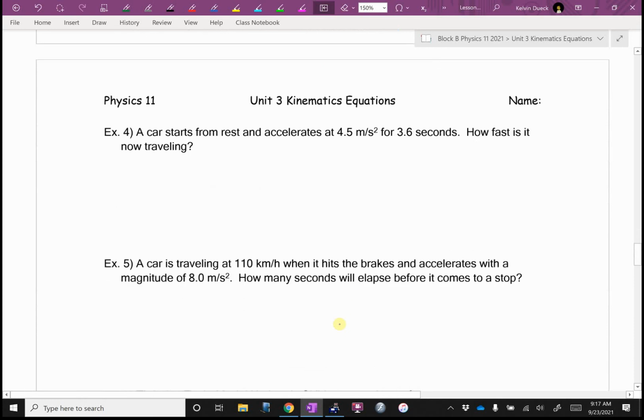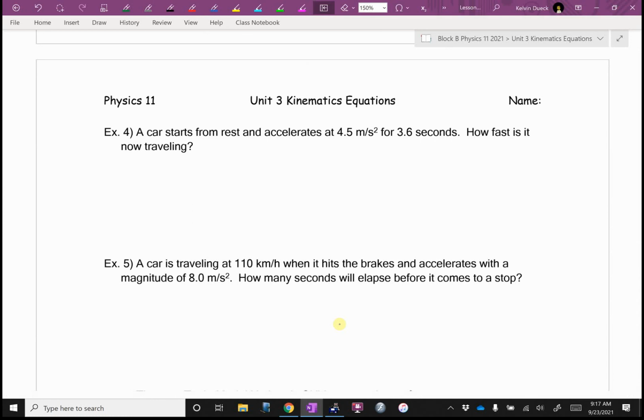Example 4, I like example 4. Example 4 is a nice question. Read the question to yourselves. Okay, here we go. Raj, what's this question asking me to find? I saw you zoned out, so I went on you. What's this question asking us to find?